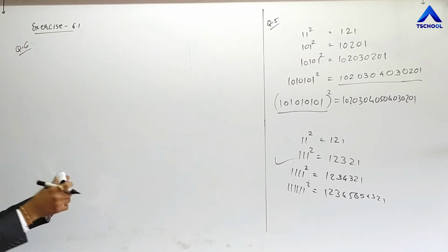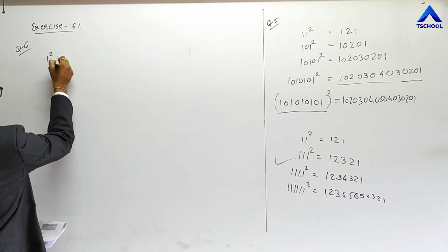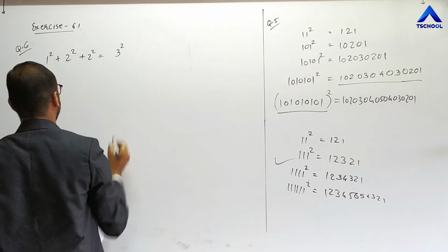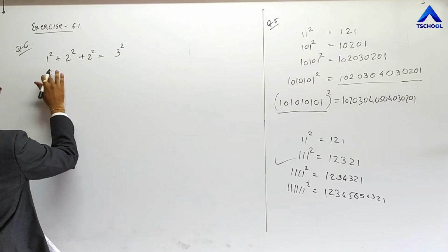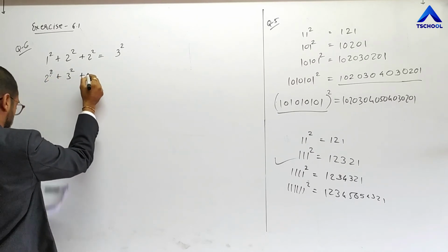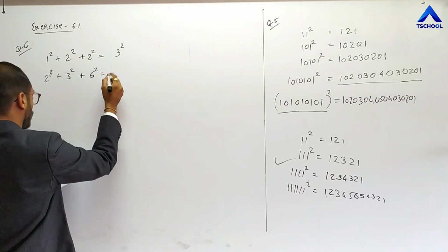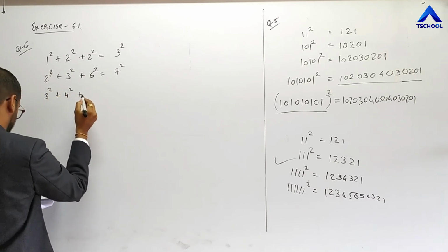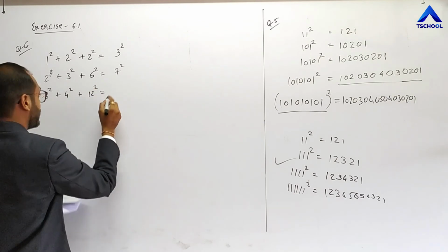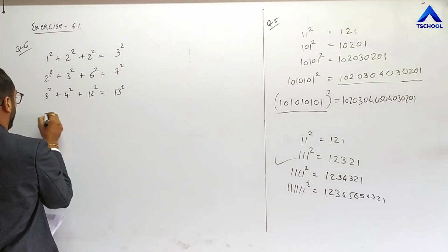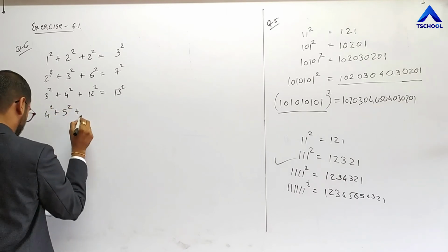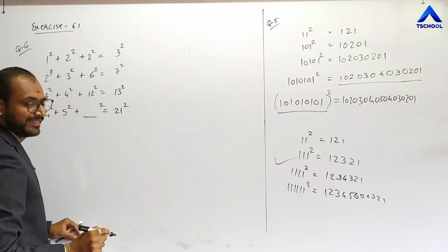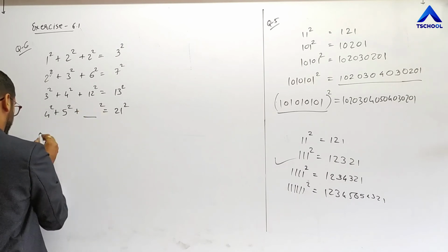Using the given pattern, find the missing numbers. Now what is the series here? 1 square plus 2 square plus 2 square is equal to 3 square. 2 square plus 3 square plus 6 square is equal to 7 square. 3 square plus 4 square plus 12 square is equal to 13 square. 4 square plus 5 square plus dash square is equal to 21 square. Now this is a missing number, we have to find this one.